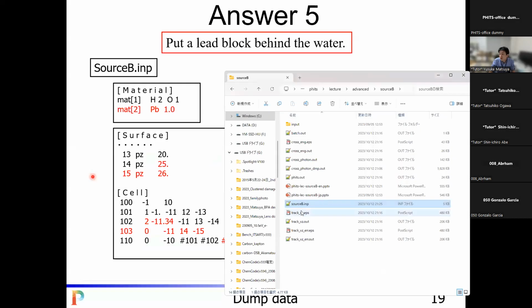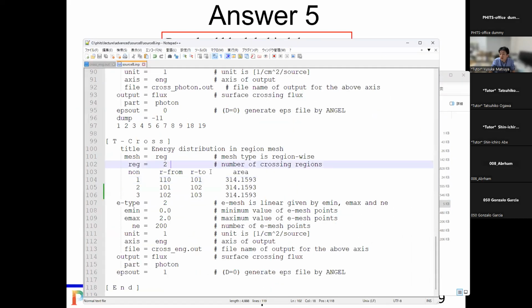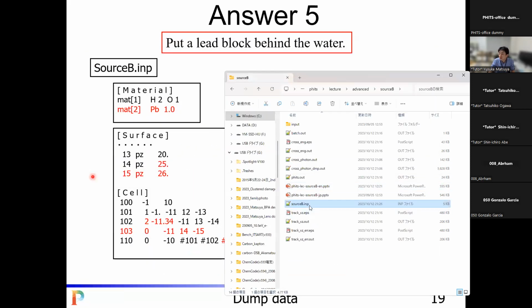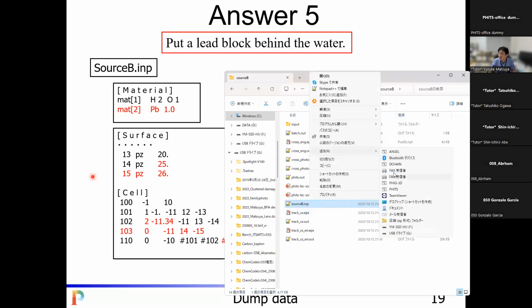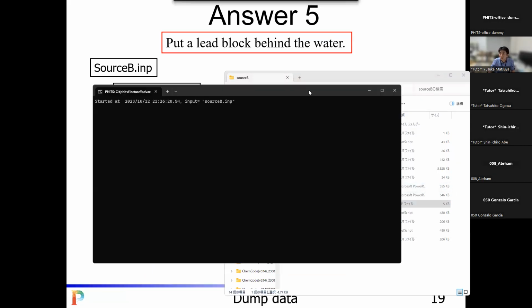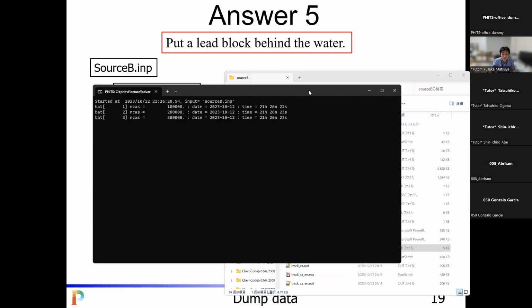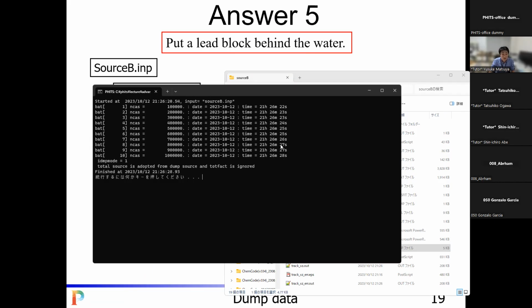Oh, I see. Sorry, I forgot to modify the region number. So I have to change the region number from 2 to 3 because the number of the condition is 3. Okay. Then I will try it again. Good. Okay.